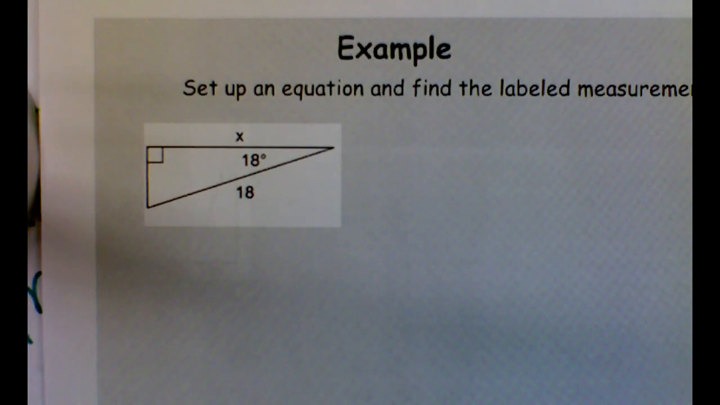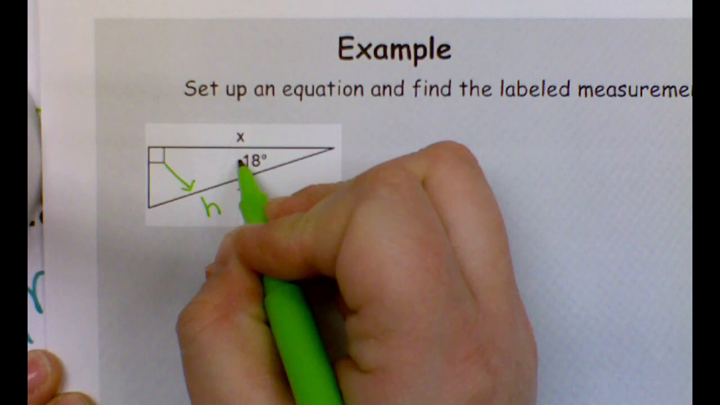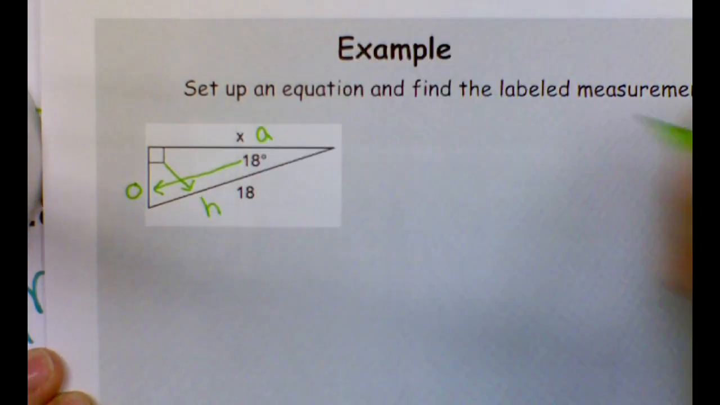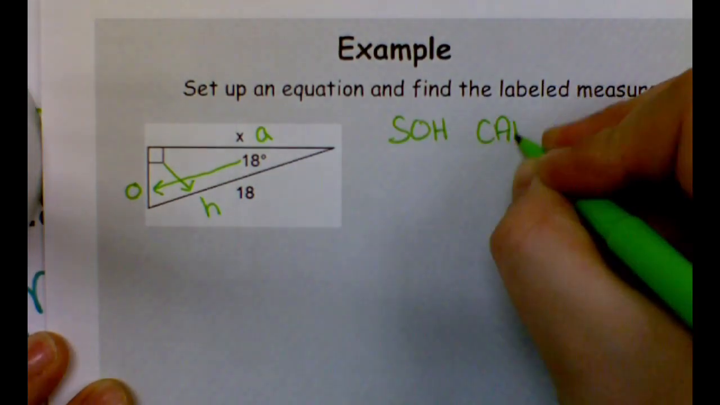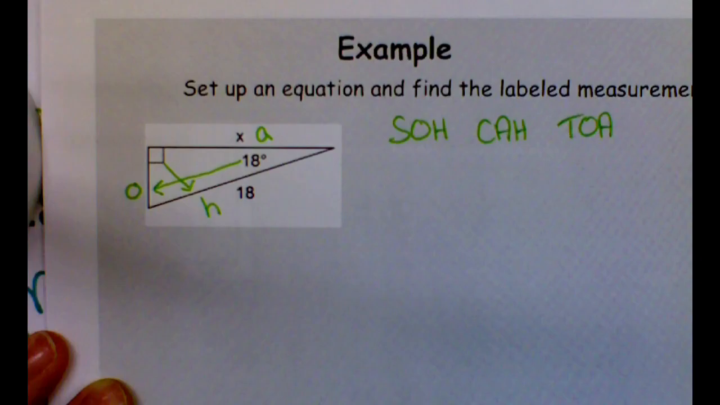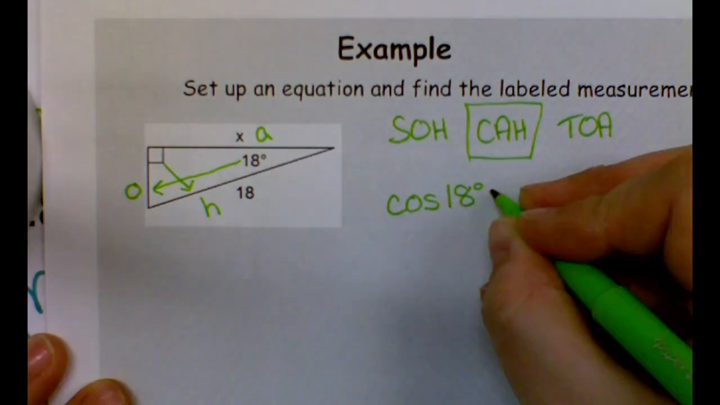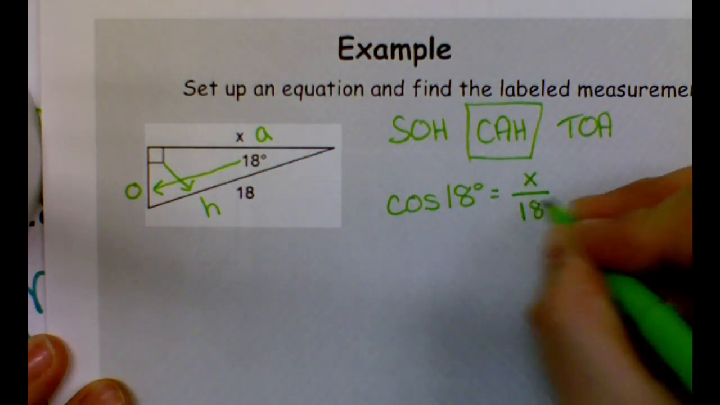Let's solve for x. Start by labeling my sides. Across from my right angle is always my hypotenuse. Across from the labeled angle is my opposite. Third side is my adjacent. If I think of SOHCAHTOA, my A and my H have something by them, which means I'm using cosine. So the cosine of my angle, 18 degrees, equals adjacent, which is x, over hypotenuse, which is 18.